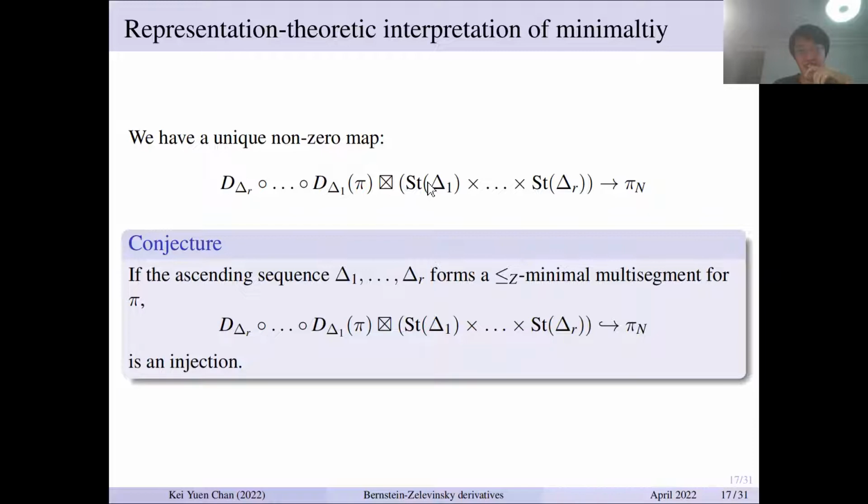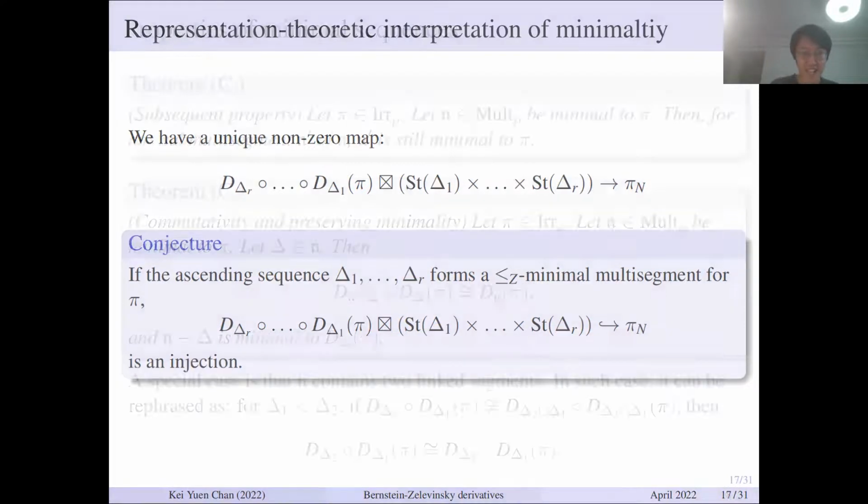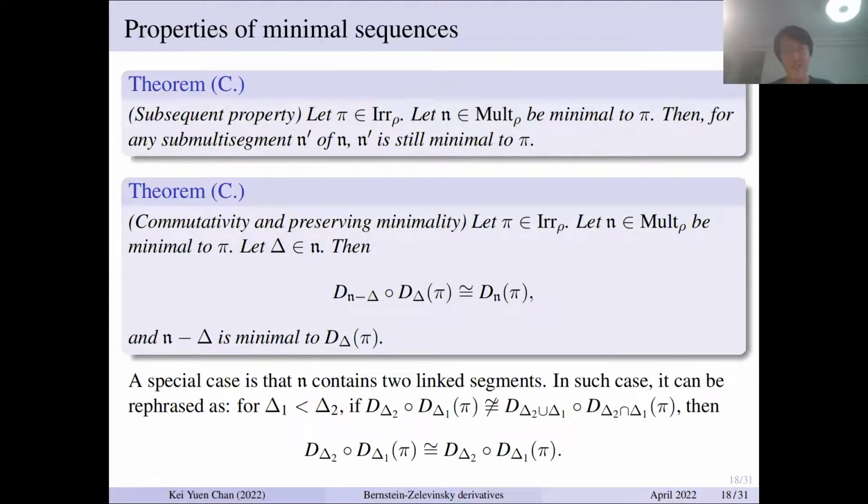So non-zero follows from the Frobenius reciprocity business. So the conjecture is that if those sequences are in minimal ordering, then the non-zero map should be an injection. So not just non-zero, it has to be injective, totally embedded into its block. Okay, so basically, this gives you some structure on those representations, I think. And there are also some interesting properties.